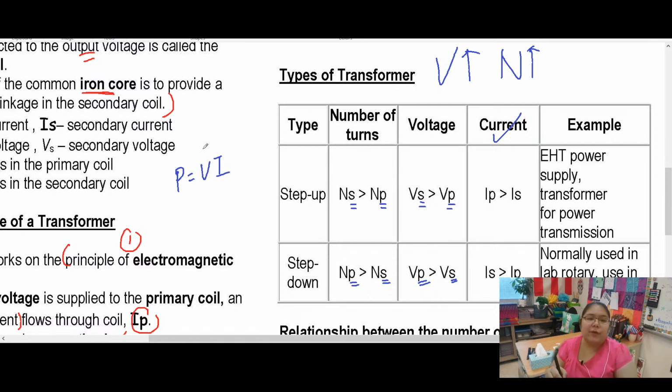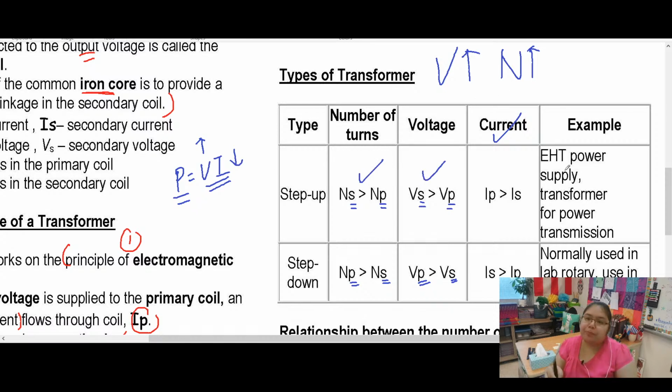So you find that when the voltage increases, the current should decrease. So V and I are actually inversely proportional. When Vs is bigger than Vp, your current should be reversed: the primary current is more than the secondary. Then you get the power becoming constant. Later we will explain in what situation the power is constant. That should be the ideal transformer, which we will introduce later. So at the start we just learn these two first.